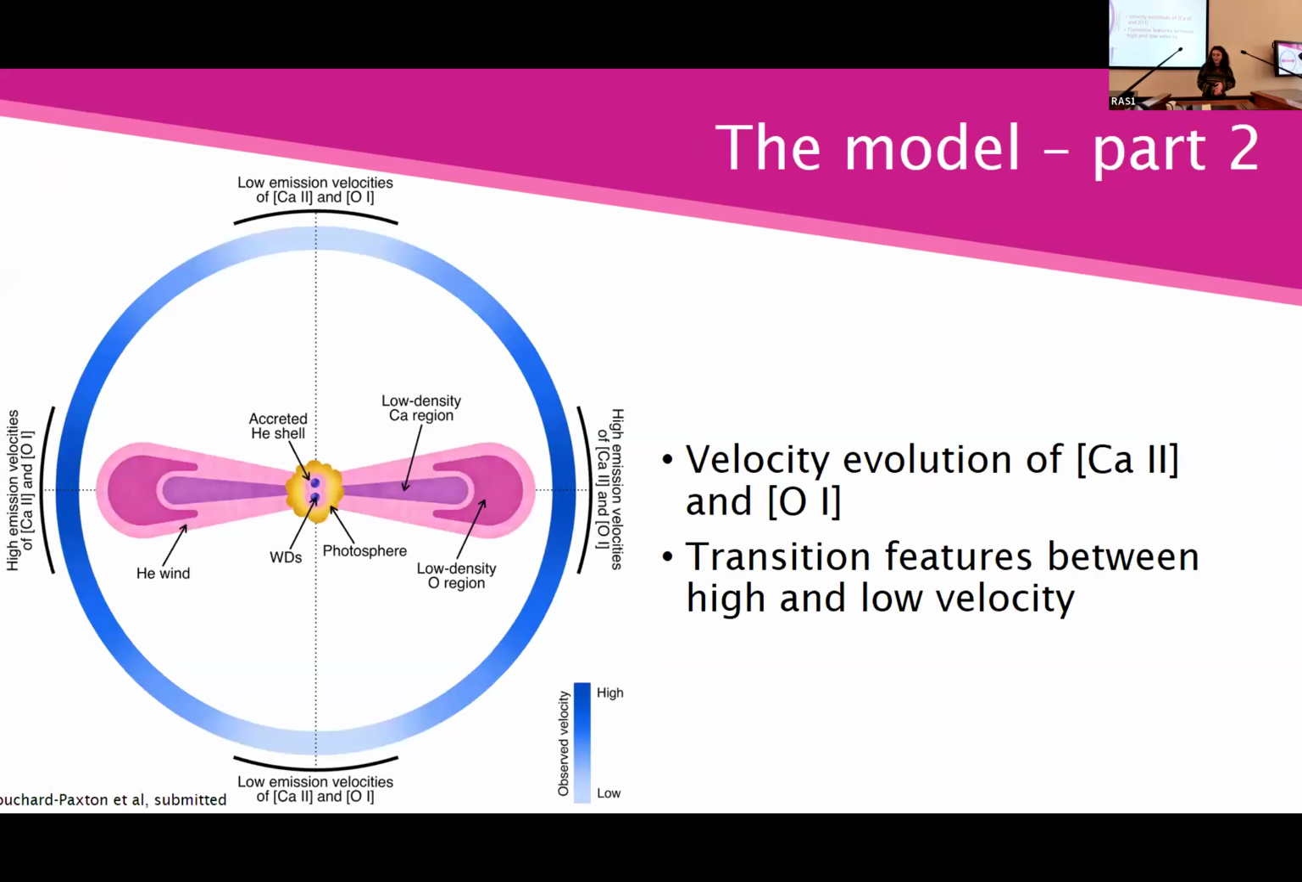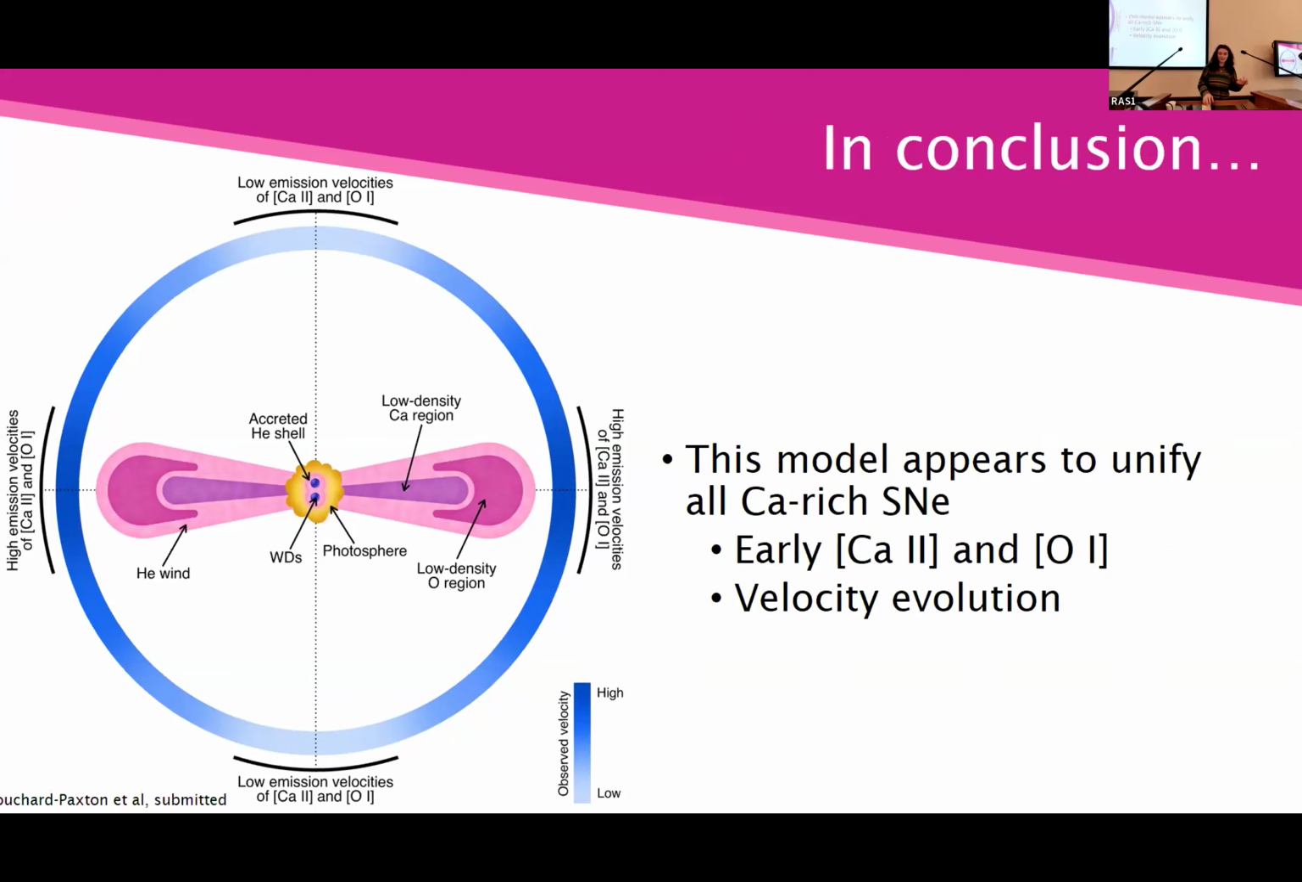And then the other thing I have to do next is properly look at the velocity evolution of these features, see if the oxygen evolves in the same way as we saw in SN 2019ehk with respect to calcium, and also see if I can find any transition features between the high velocity and low velocity states, because if you can see those, it would help us understand the physical processes at play, as well as the scales of these kinds of systems, because we don't know how big I'd expect the system to be.